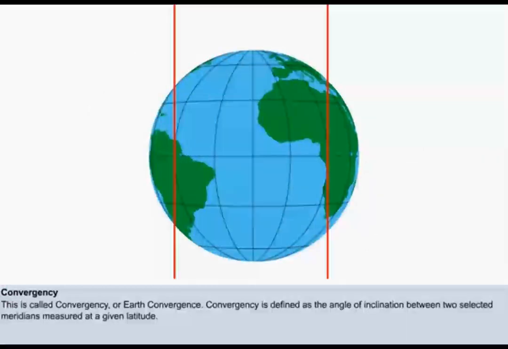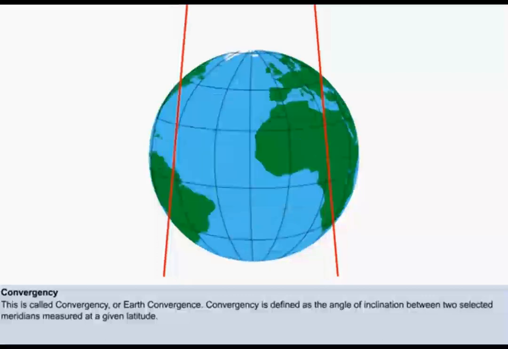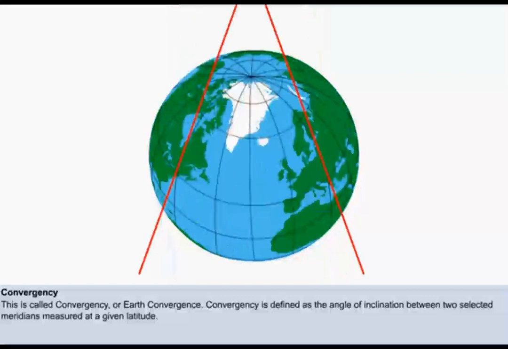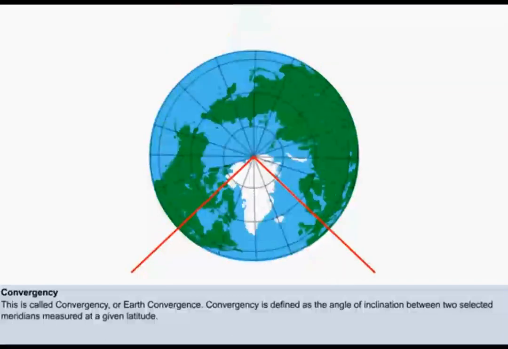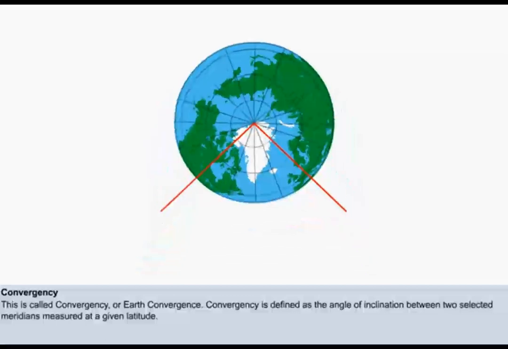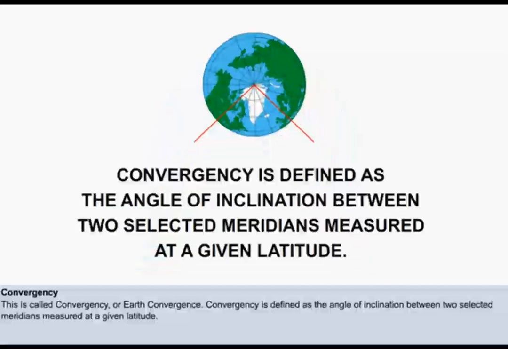For the same change of longitude, the convergency at the equator is 0. At a higher latitude, it becomes an angle of inclination. And at the pole, it has the same value as the change of longitude. Therefore, convergency depends on both latitude and longitude, and both are part of the definition.